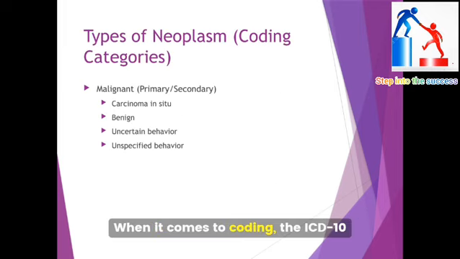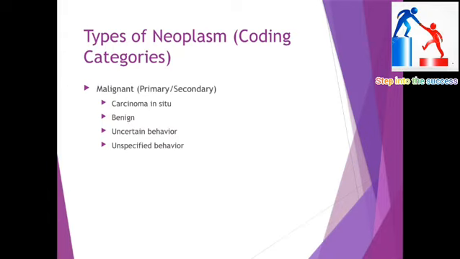When it comes to coding, the ICD-10 manual breaks neoplasms down into specific categories based on their behavior. We have malignant, which is further split into primary and secondary, carcinoma in situ, which is localized cancer, benign or non-cancerous growths, and then the specific gray areas known as uncertain and unspecified behavior. Let's look at what each of these terms implies for a coder.